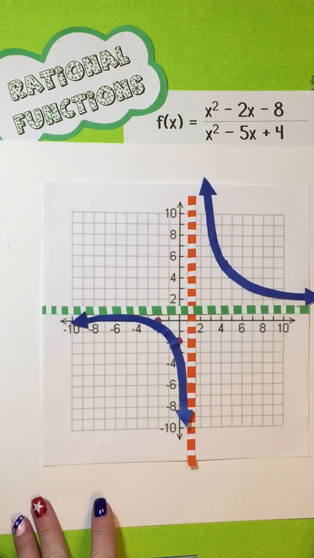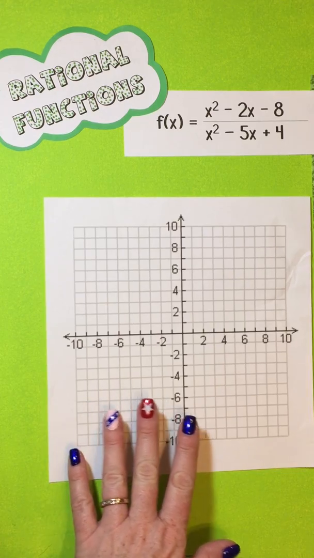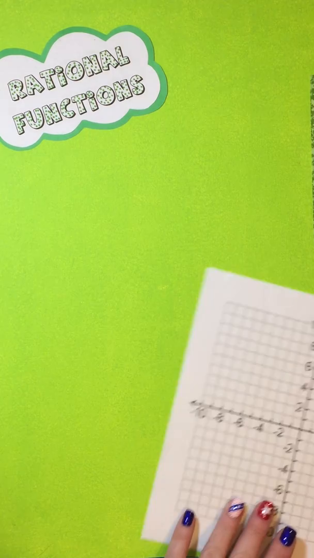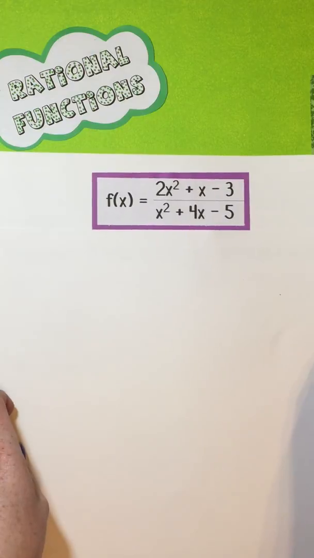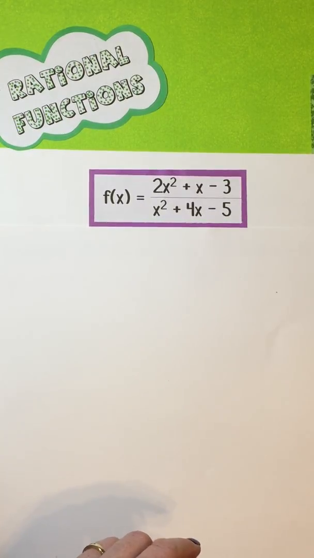So how are you feeling with the rational functions? Feeling kind of okay, maybe? Let's do one more thing. Let's take another equation. I told you that we were going to do one on our own, and we'll come back together and take a look at it. Here's our function equation. This guy right here, f of x, equals 2x squared plus x minus 3 all over x squared plus 4x minus 5.